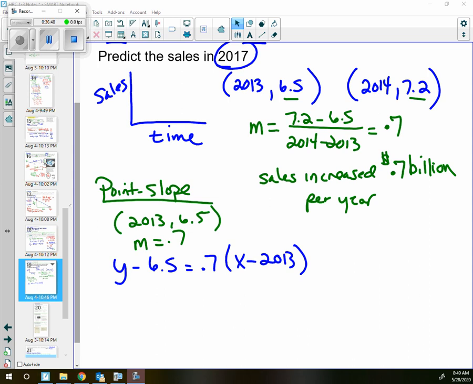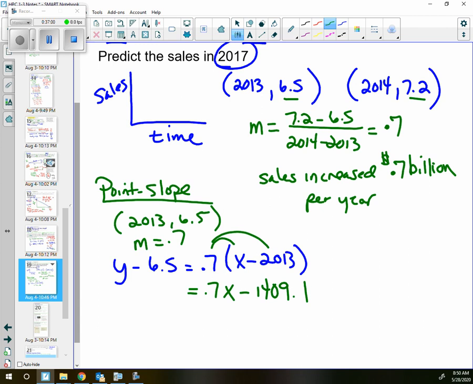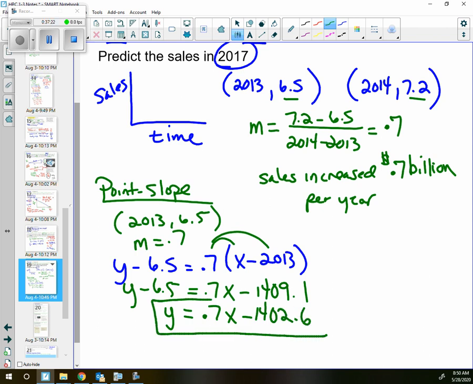All right, so we're going to distribute this through and solve for y, so we have a little bit easier model to deal with. So 0.7x minus, go ahead and multiply that out, 1409.1, and then y minus 6.5. Then go ahead and add the 6.5, and we'll have our model here. So y equals, we could have done S for sales, T for time, whatever variables make the most sense for you. 0.7x minus 1402.6. So here's the model that we can use to predict the future.